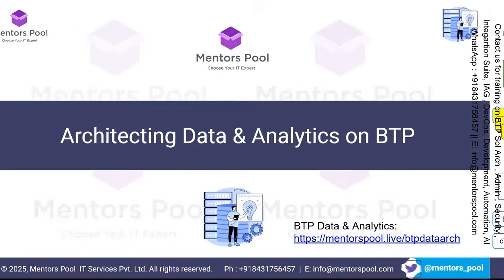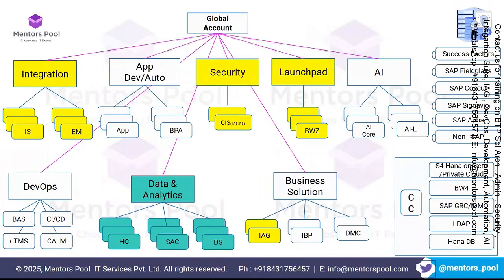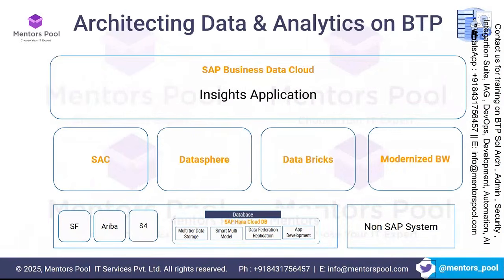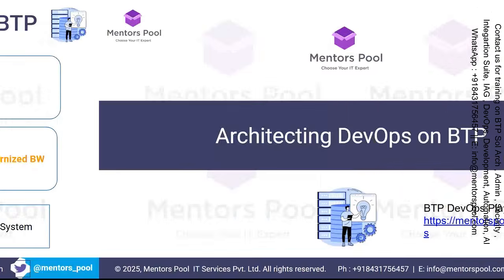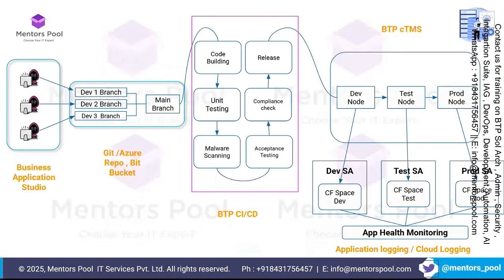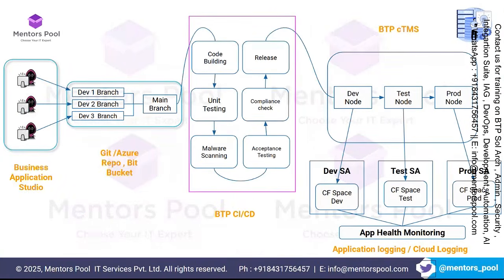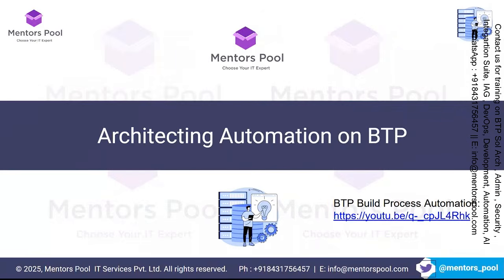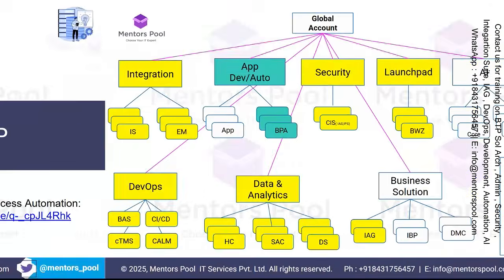Then we'll look at architecting data analytics on BTP. These are SAC, Datasphere, Databricks, and modernized BW having a HANA database as a backend. We'll look at architecting DevOps on BTP. What is DevOps, what are the different tools we have for DevOps on BTP, and how they work together as a whole. And architecting automations on BTP.